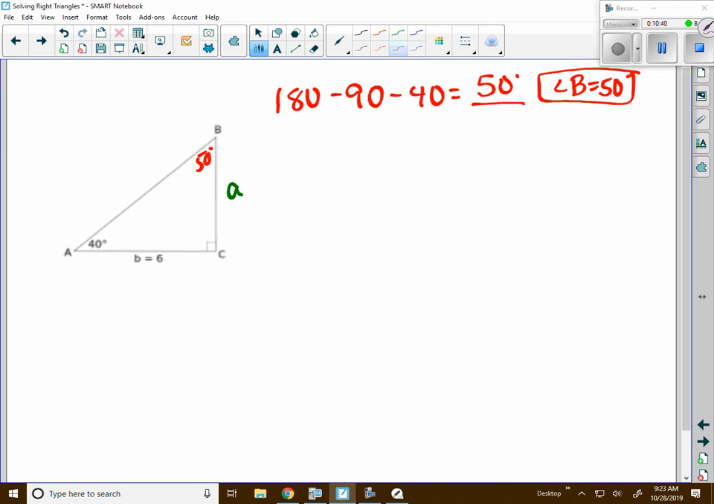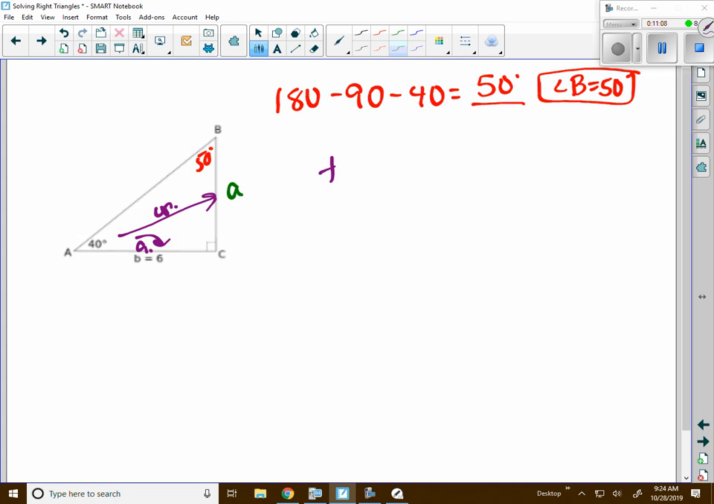Adjacent. No, wait, that's the hypotenuse. How does it relate to 40 degrees? Opposite. Okay, so we have opposite. And then what is B? Because we have to use side B. What's this one? Adjacent. Which trig function is opposite over adjacent?